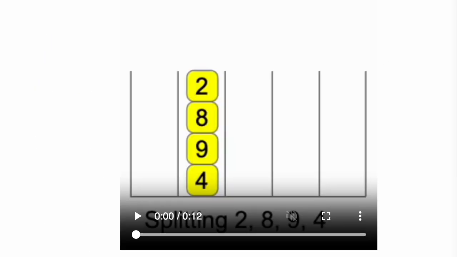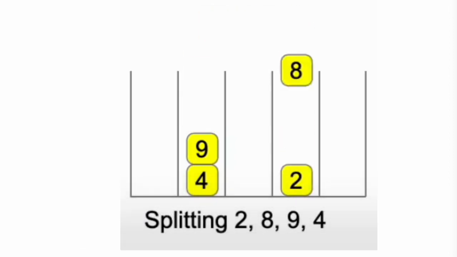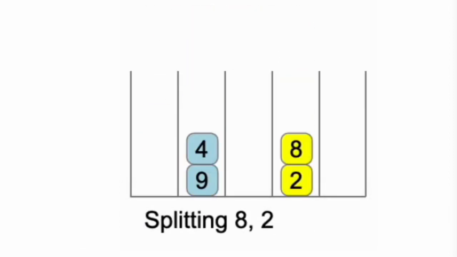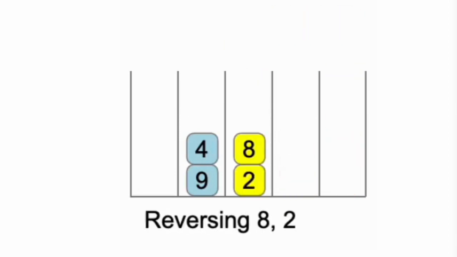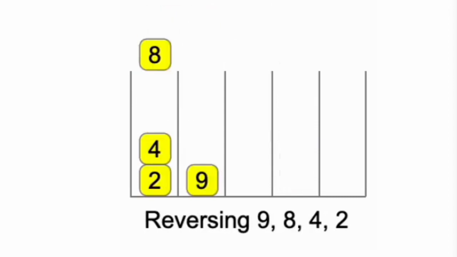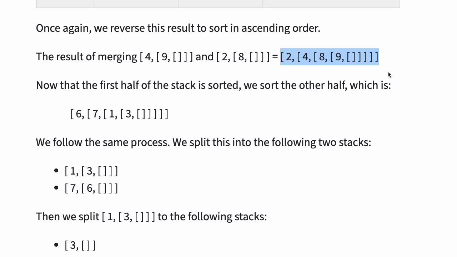Here's an animation that sorts the stack 2, 8, 9, 4. Now that the first half of the stack is sorted, we sort the other half, which is the stack 6, 7, 1, 3. We follow the same process.